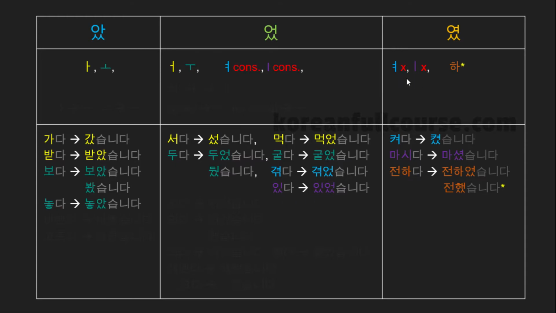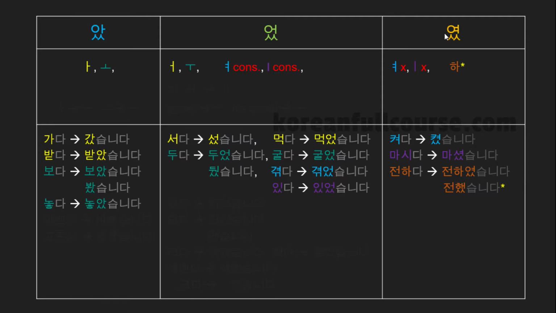And if 여 or 이 are the last letters in a stem, which means unlike 겪다 and 있다, there shouldn't be any letter after 여 or 이 in the stem, for example 켜다 and 마시다, in this case use the suffix 였. 켜다, 켰습니다. 마시다, 마셨습니다. Also, if the last syllable in a stem is 하, use the 였 suffix as well. 전하다, 전하였습니다 or 전했습니다.